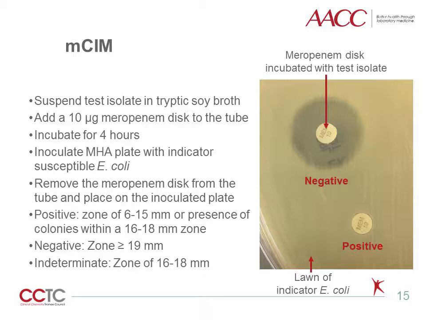If the test isolate is a carbapenemase producer, the enzyme will hydrolyze the meropenem within the disc, and there will be no or limited inhibition of E. coli growth. The reaction is positive if the zone of inhibition is 6 to 15 millimeters, or colonies are present within a 16 to 18 millimeter zone. In the figure, the positive test shows no growth inhibition of E. coli. A negative reaction has a zone size that is greater than or equal to 19 millimeters, as shown. The test is indeterminate if the zone is 16 to 18 millimeters.